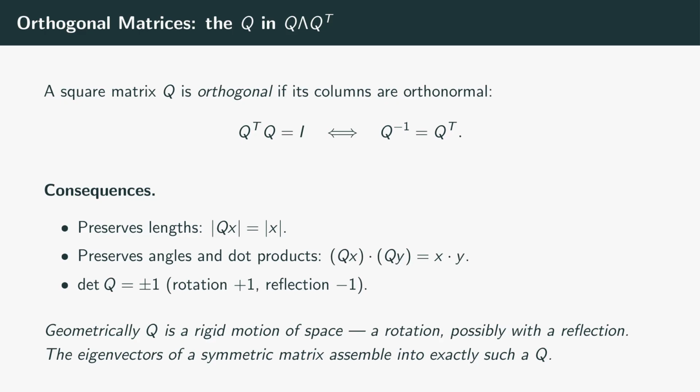Remember from the spectral theorem that we collect the perpendicular unit eigenvectors of a symmetric matrix as columns. Those columns are orthonormal by construction, so they assemble into precisely such an orthogonal matrix Q. That is why the change of coordinates in the spectral theorem is a pure rotation.